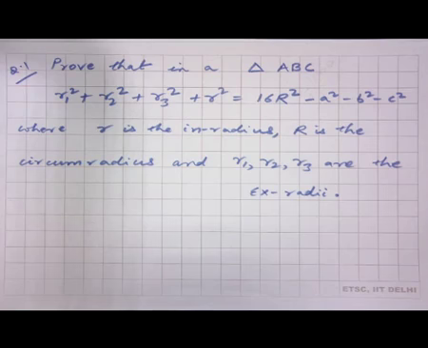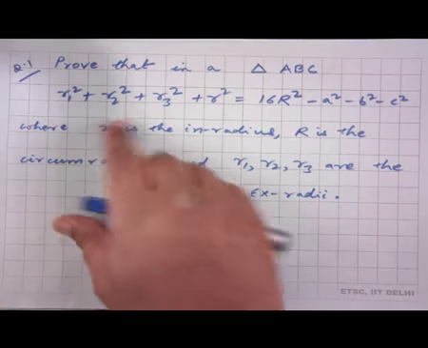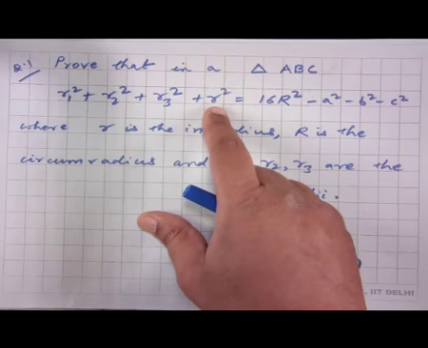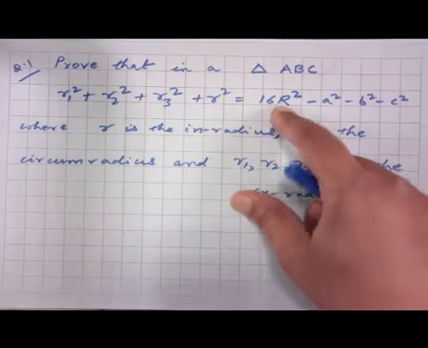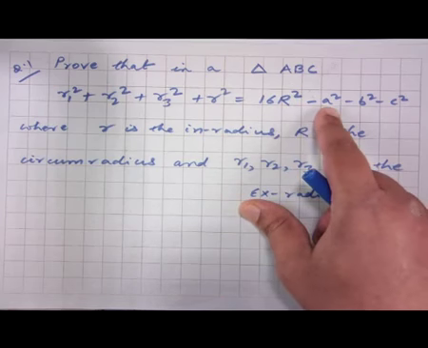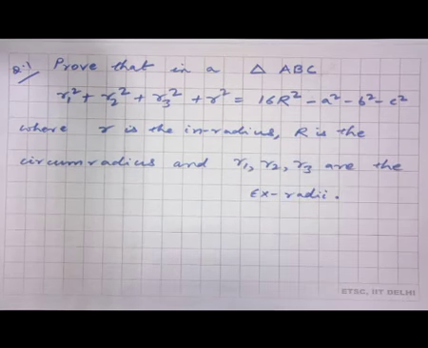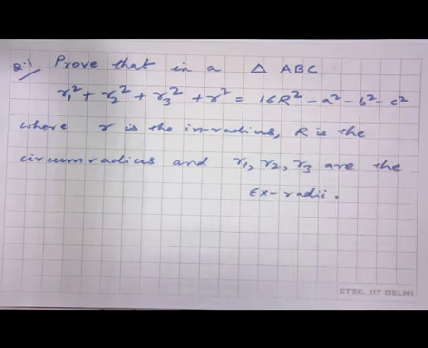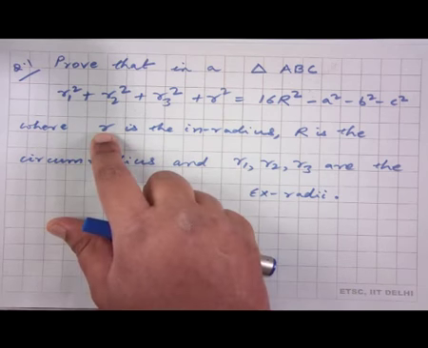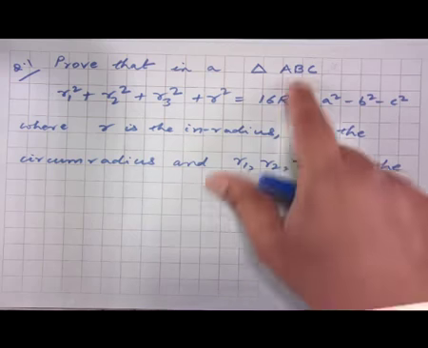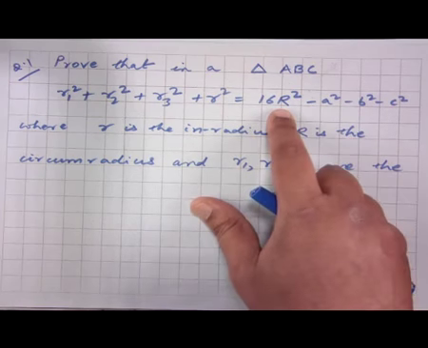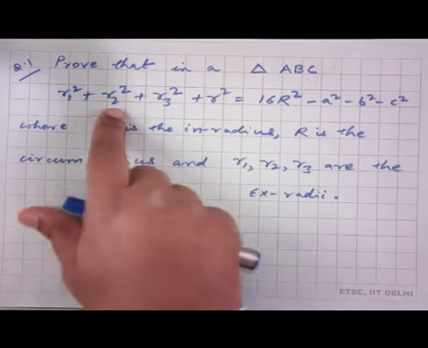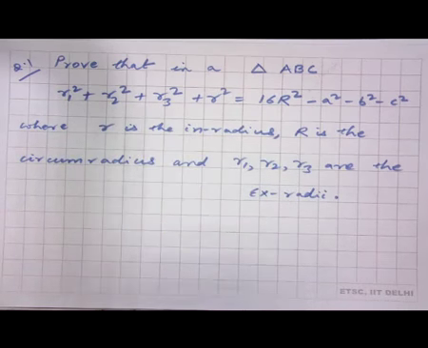It is asking us to prove that r1 square plus r2 square plus r3 square plus r square is equal to 16 capital R square minus the sum of the squares of the sides of the triangle, so minus a square minus b square minus c square, where the lowercase r is the inradius of the triangle ABC, the uppercase R is the circumradius, and r1, r2 and r3 are the radii of the 3 escribed circles of the triangle ABC.